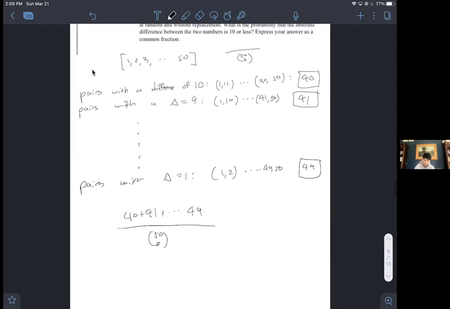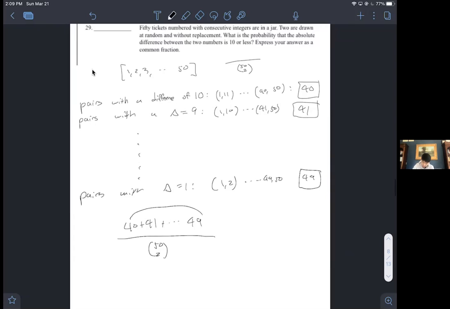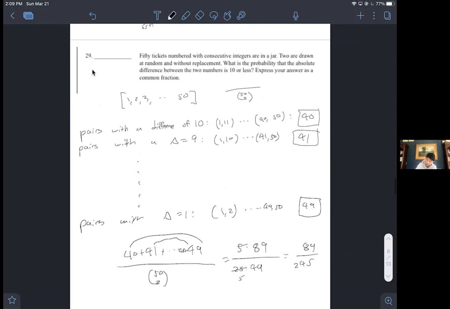And so we can pair up these values up top, 40 and 49, 41 and 48. So this top part becomes 5 times 89. The bottom part becomes 25 times 49. And so we cancel, and this becomes 89 over 245. And these two numbers are relatively prime. You can't simplify it any further because 89 is prime. And therefore, the probability is 89 over 245.